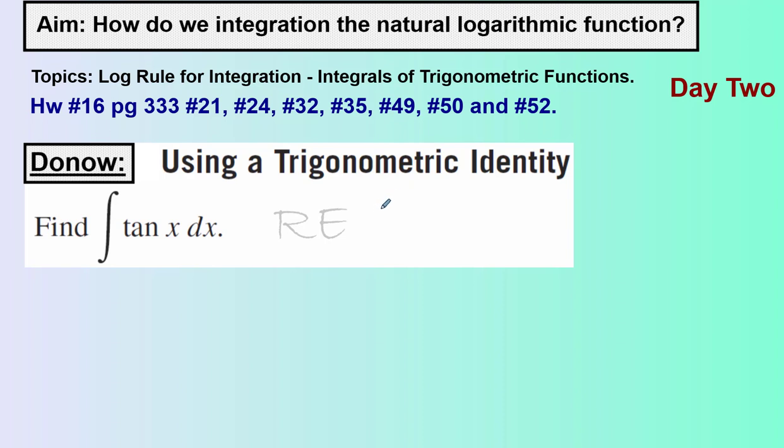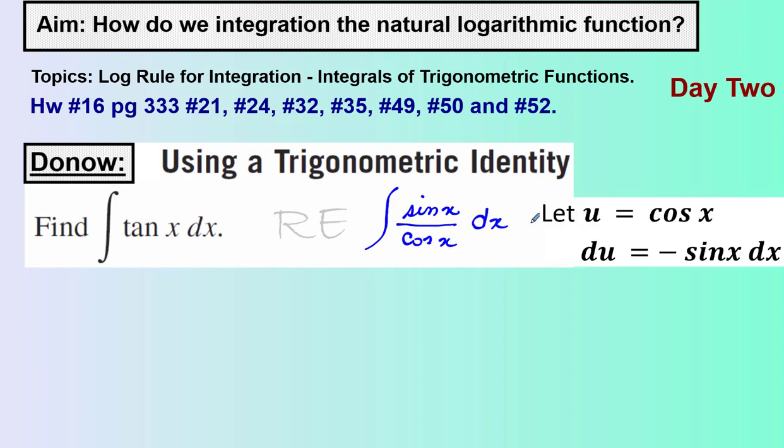Using a trigonometric identity, we're going to find the integral of tan x dx. Tangent x is equal to sine x over cosine x. So u is going to be equal to cosine x, and du, the derivative, is negative sine x dx. We use a double negative to create a negative sine x dx as our numerator, divided by cosine x.